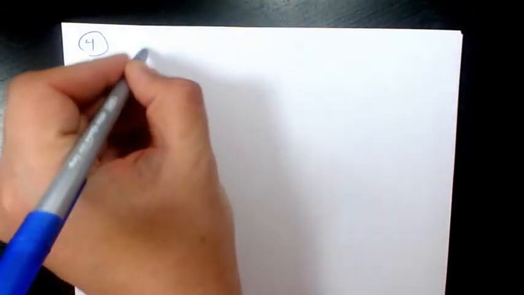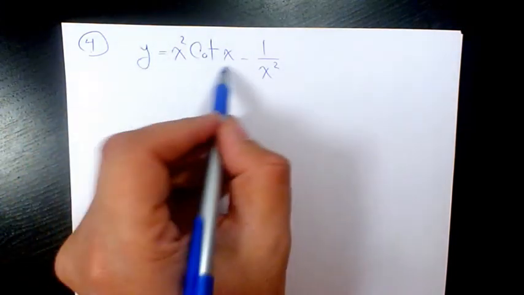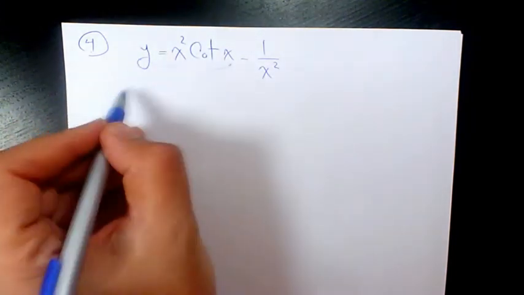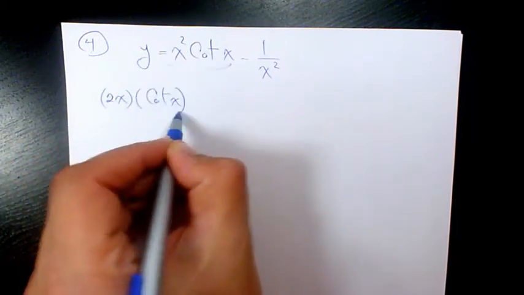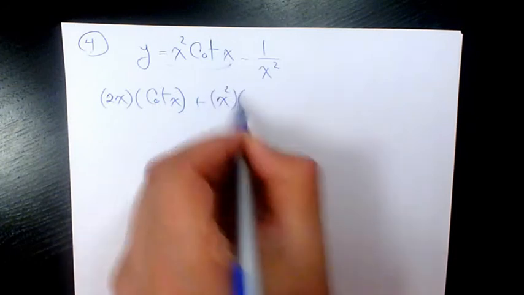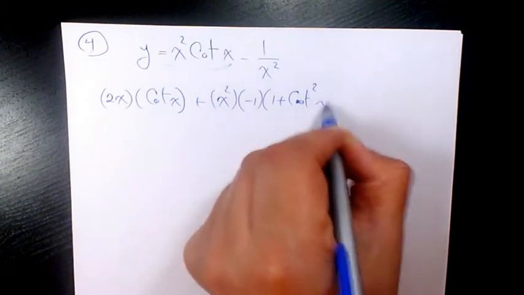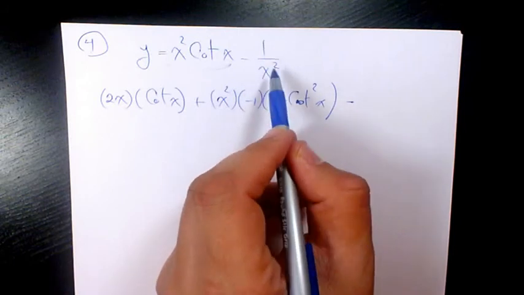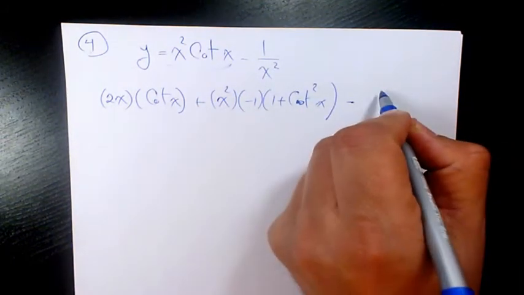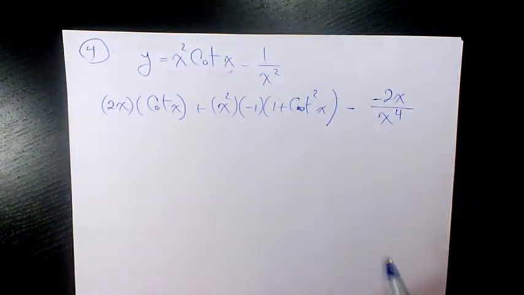Next one is going to be y equals x squared cotan x minus 1 over x squared. That's going to be, the first part I'm going to use product rule. So it's going to be 2 times x times cotan x plus x squared times negative 1 times 1 plus cotan squared x, minus the derivative of 1 over x squared, which is going to be negative 2x over x to the power of 2 to the power of 2, which is going to be x to the power of 4.